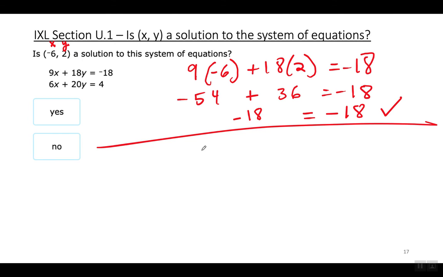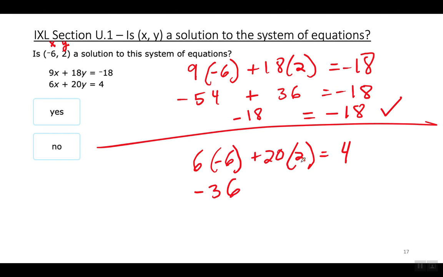Okay, on the bottom, I'm going to have 6 times negative 6 plus 20 times 2 equals 4. All right, so 6 times negative 6 is negative 36, and 20 times 2 is 40. And when I add negative 36 plus 40, I get positive 4. So this ordered pair is a solution to both equations, so therefore it is a solution to this system of equations. All right, let me go to the next one.